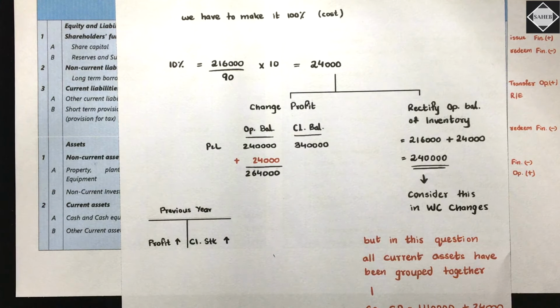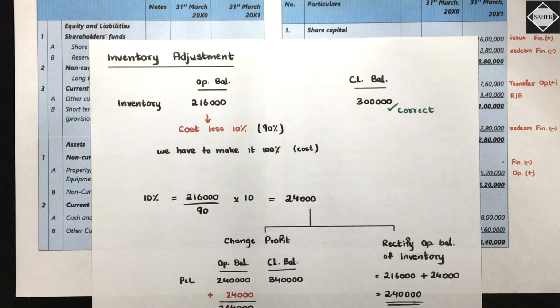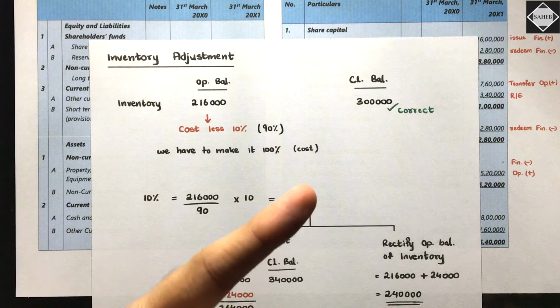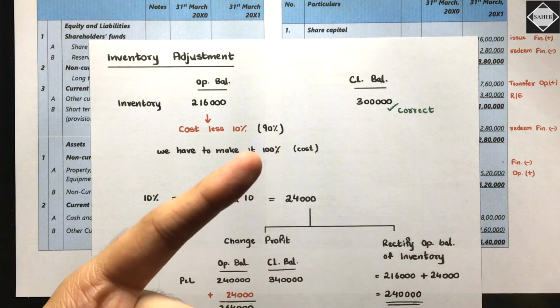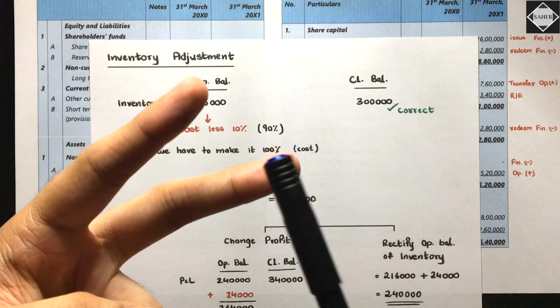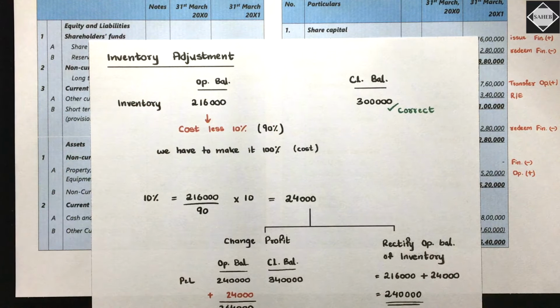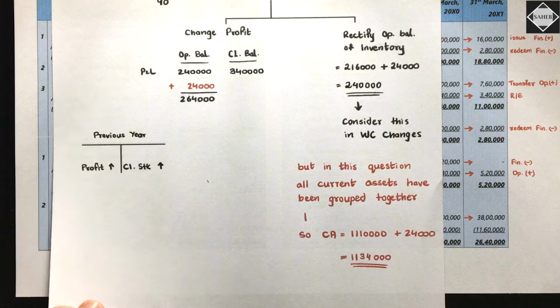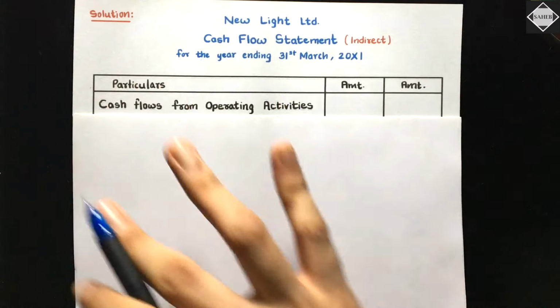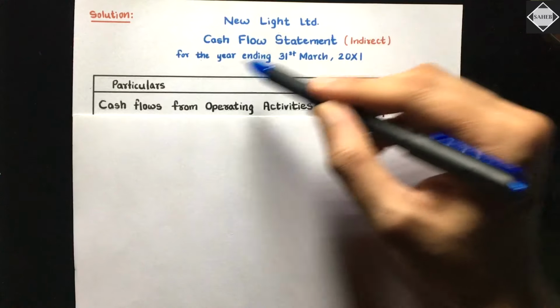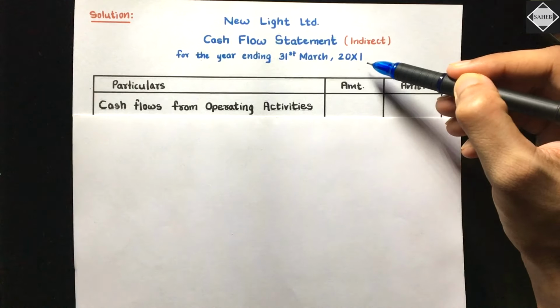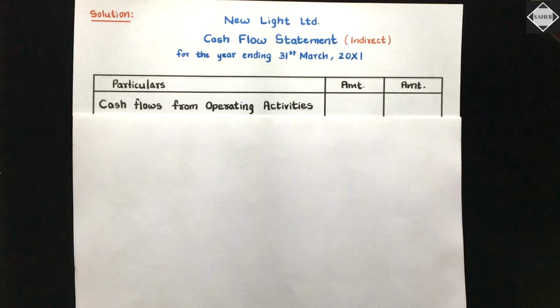Fine. So you understood this inventory adjustment. You just have to do two things. First, you have to rectify the inventory balance, because that rectified one will be considered in working capital changes, and then you also have to change the profit. Is it clear? Simple and straightforward. Now let's just see the solution and how to prepare the cash flow statement. Now see, here we have the solution. It's really simple. The cash flow statement of New Light Limited for the year ending 31st March 2021, and we are doing this as per the indirect method.